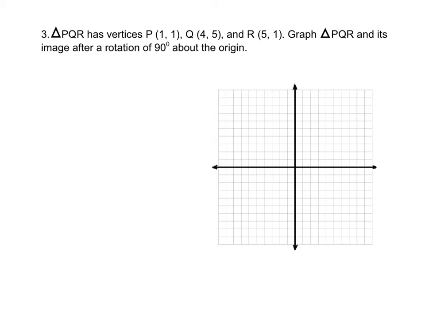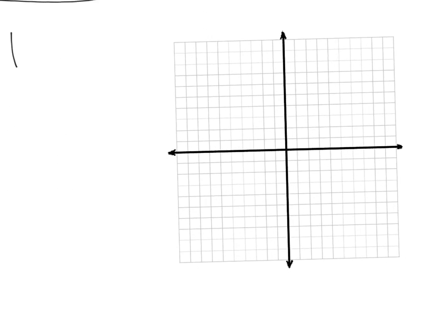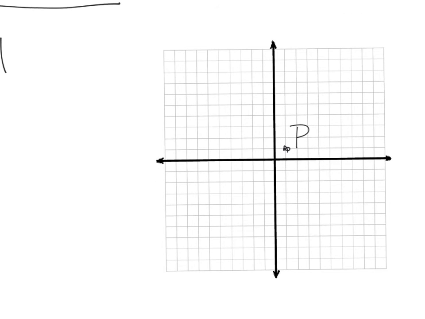So I'm going to go 90 degrees about the origin. Remember, 90 degrees means y times negative 1, and then x and y switch places. So if I've got 1, 1, that's P. Q is going to be 4, 5.